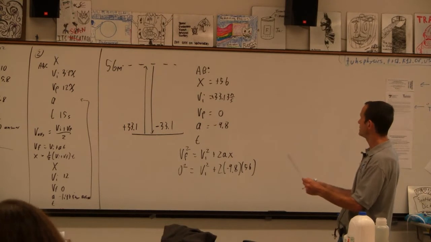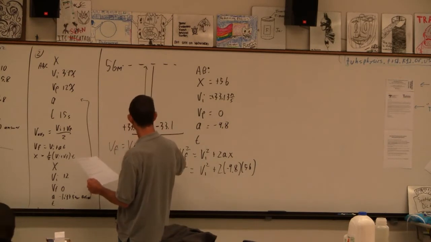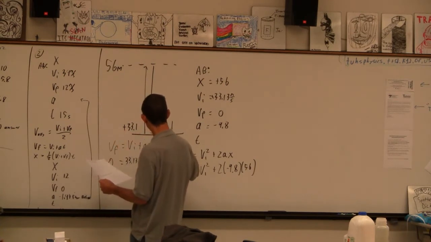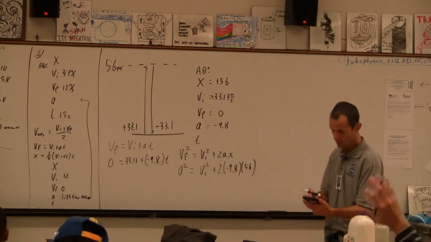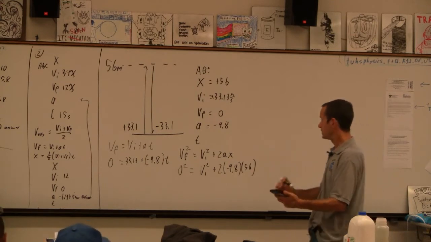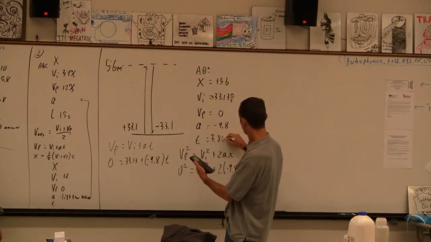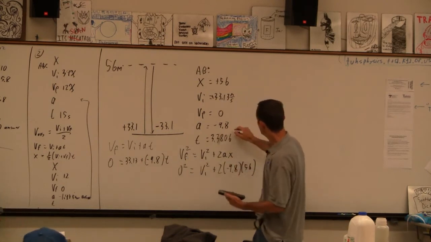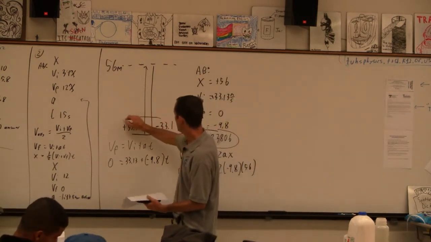Okay, and then it says, what time did the rocket take to reach the top? I think to find time, I would use this one. VF is VI plus AT, so the final is 0, the initial is 33.13 plus negative 9.8 times time, and then we can solve for time. So I'm going to divide that by 9.8. I'm getting 3.3806, so there's the answer to part B. Here's the answer to part A.